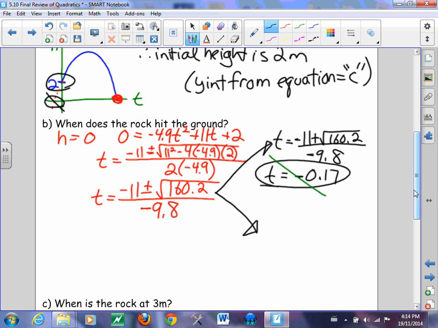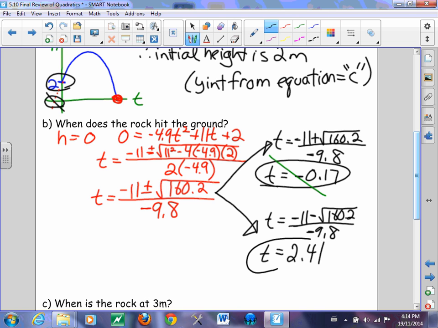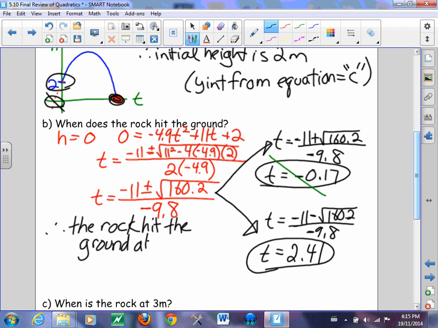Okay. All right, next one is going to be t equals negative 11 minus root 160.2, all divided by negative 9.8. Okay, plug that in your calculator, and you're going to get an answer of 2.41. Okay, and that is the one we're looking for, which is right there on your graph. Okay, so therefore, the rock hit the ground at 2.41 seconds.